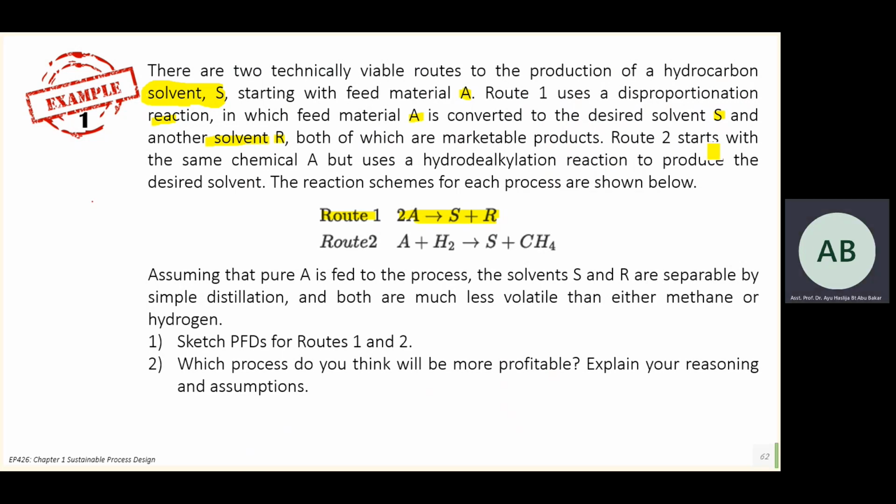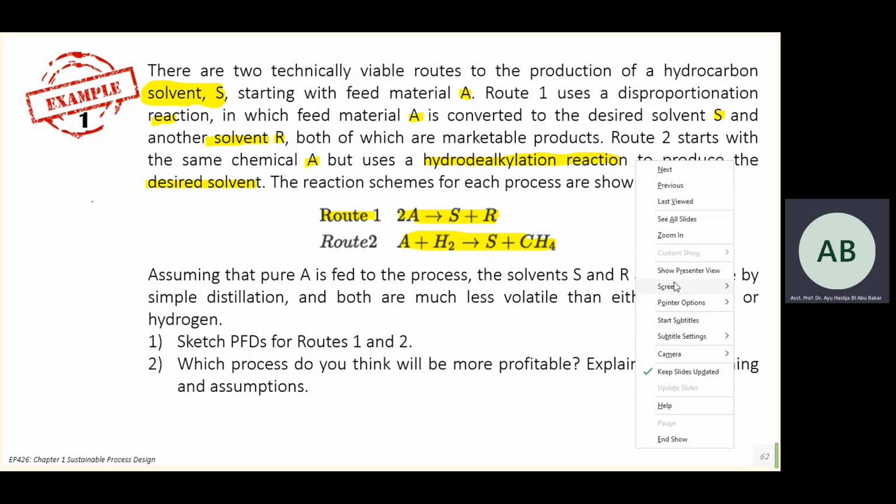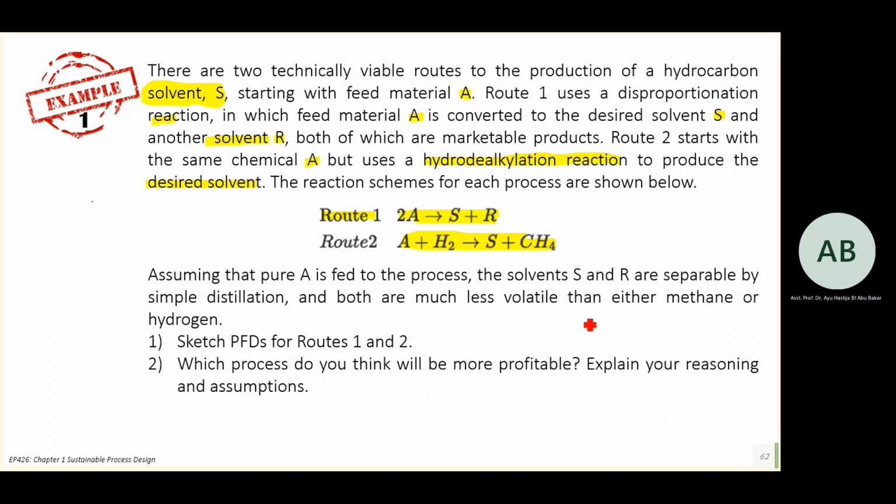Then route 2 starts with the same chemical A but uses a hydrodealkylation reaction to produce the desired solvent. Okay, so this one. Now your main product is what? Main product, S. S is your main product. The rest are byproducts.